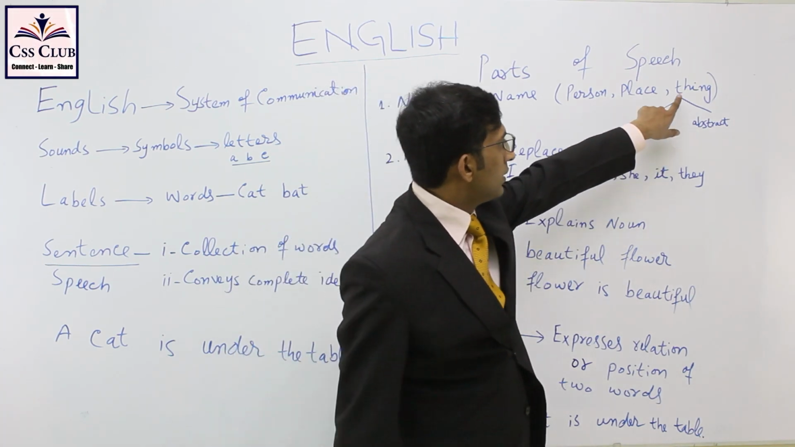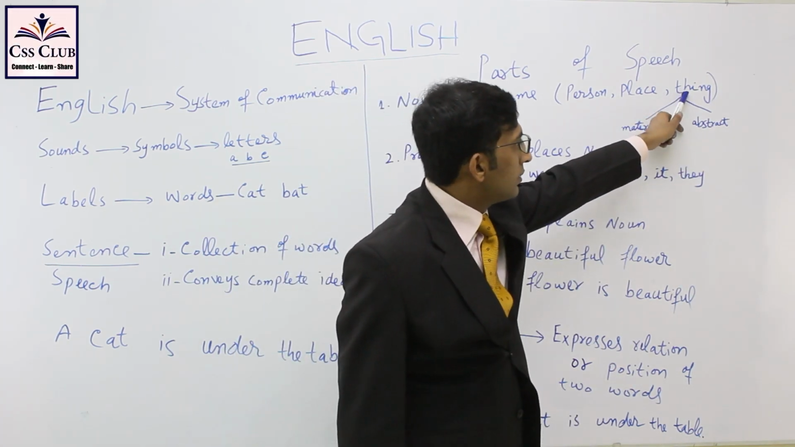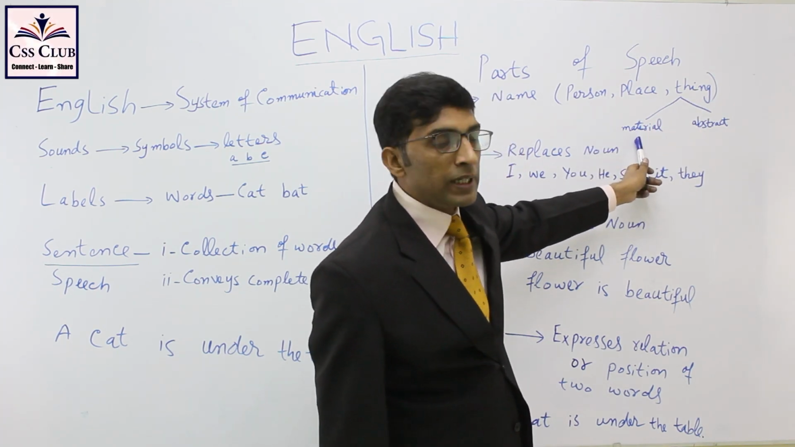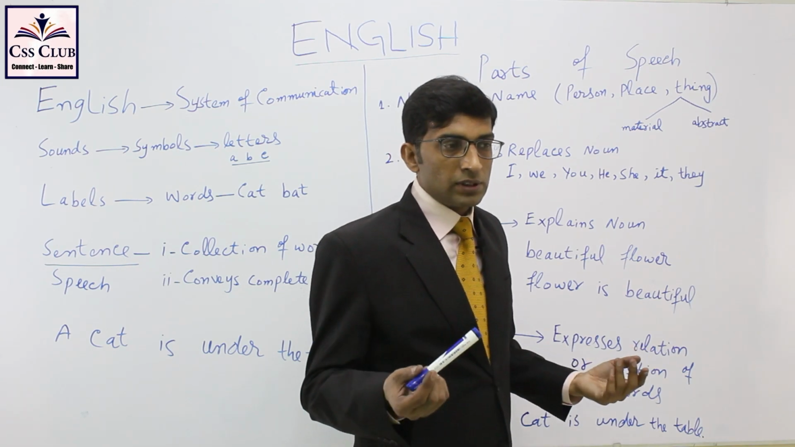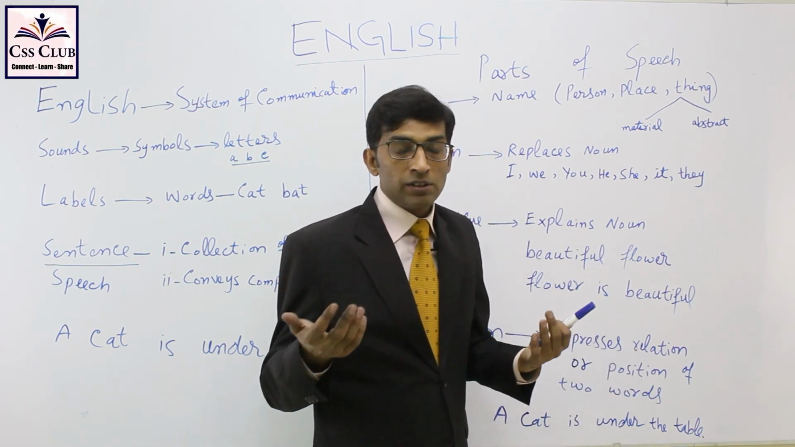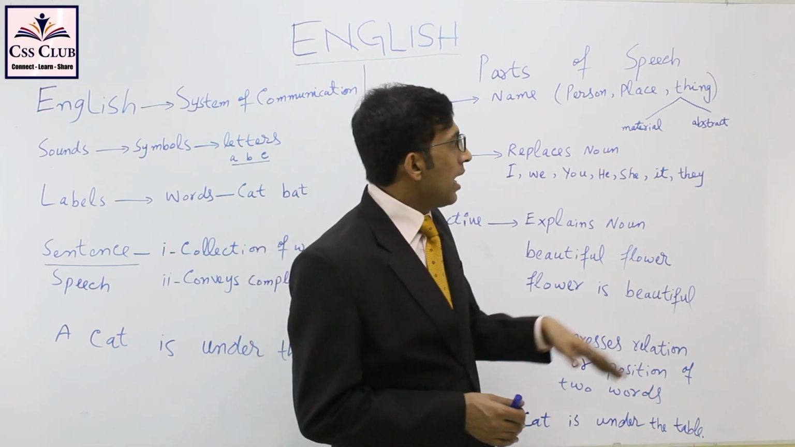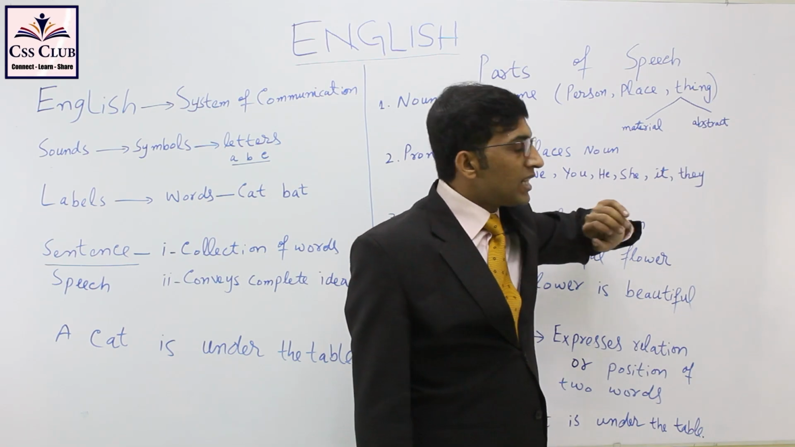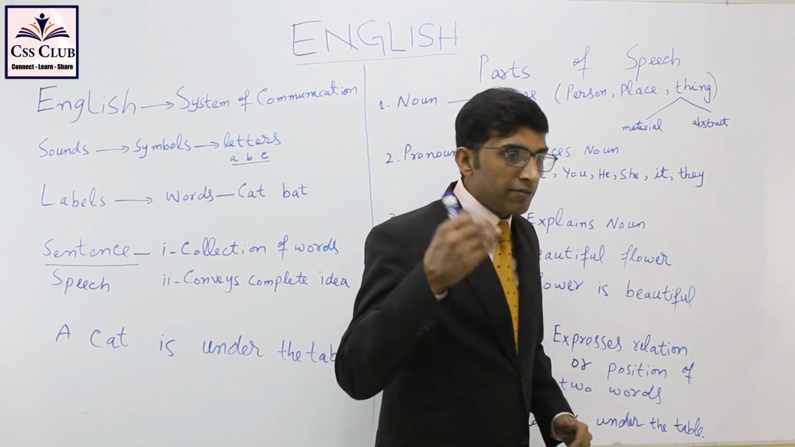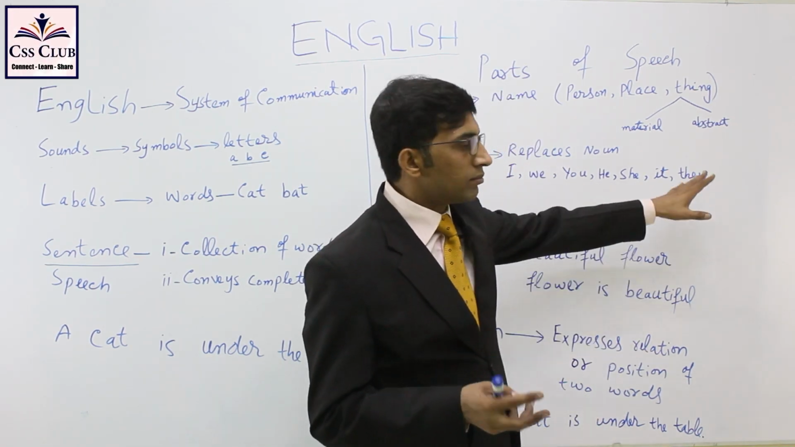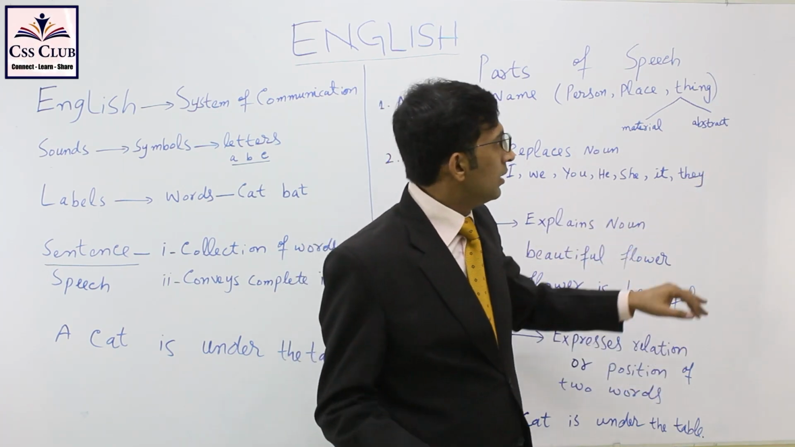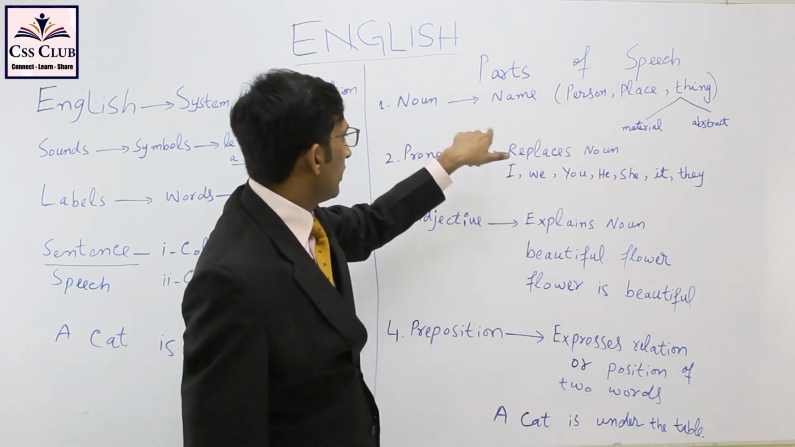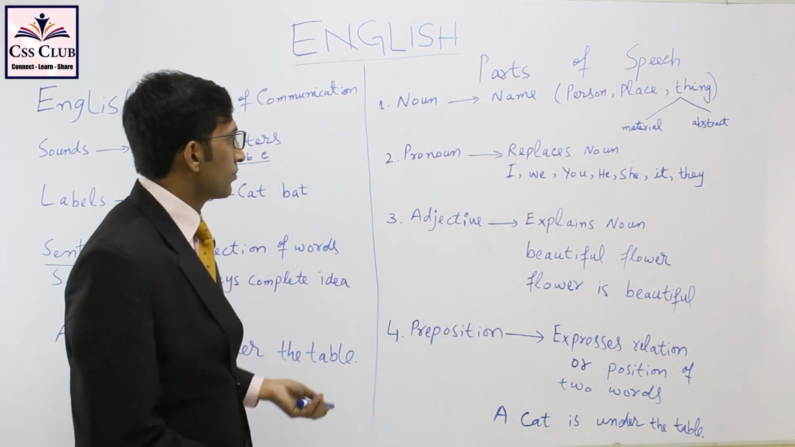These things can be categorized into two: the material things, the things we can sense and perceive with all our five senses, and the abstract things. These are the ideas, like wisdom, beauty, truth. All these things have names, and these names are categorized as nouns.